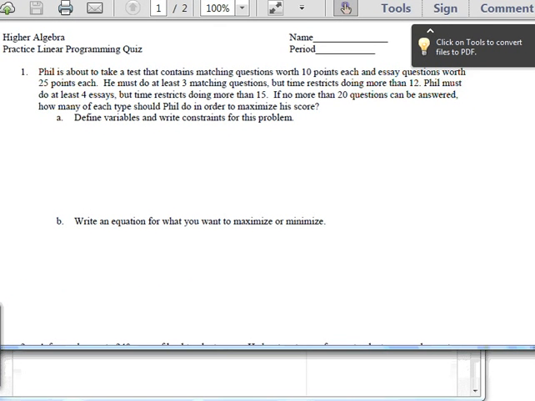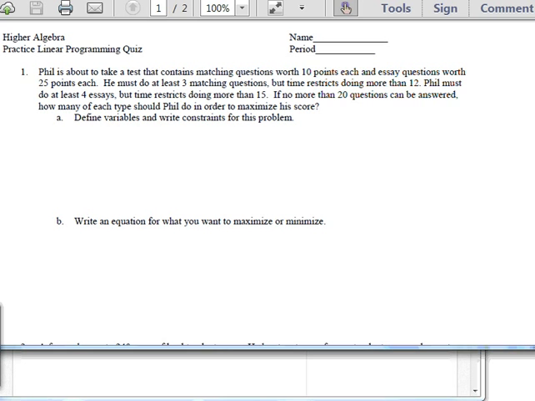We're on the practice linear programming quiz. Phil's about to take a test that contains matching questions worth 10 points each and essay questions worth 25 points each. It's kind of like apples selling for 75 cents and oranges selling for 85. He must do at least 3 matching questions, but time restricts doing more than 12. Phil must do at least 4 essays, but time restricts doing more than 15. If no more than 20 questions can be answered, how many of each type should Phil do in order to maximize his score?